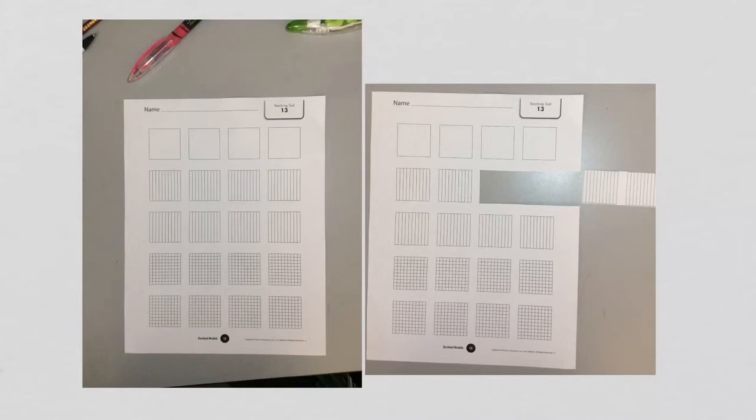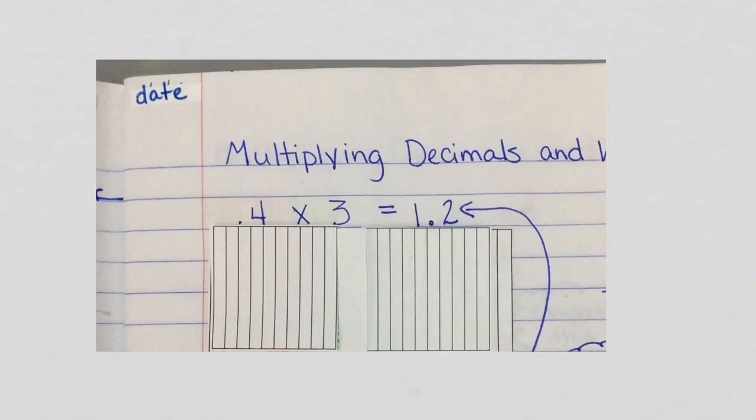We've got 2 sections cut out. Leave the rest of this paper whole. Put it back in your notebook. We will be using the other sections later. You're going to glue them into your notebook right below your number sentence. Pause the video here and get that part done.